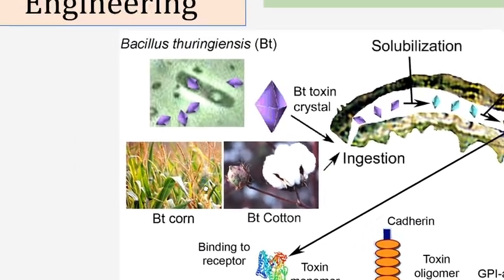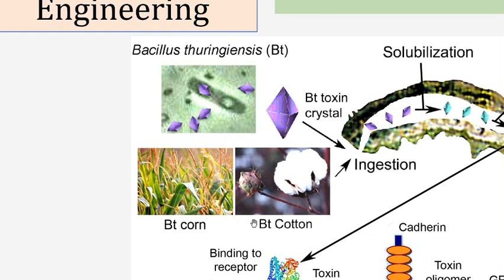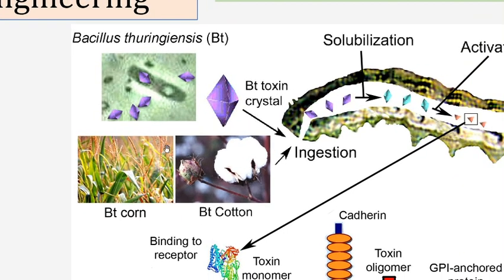So we have talked about it earlier that BT corn or BT cotton has a crystal protein gene inserted that is collected from Bacillus thuringiensis bacteria. So in the whole body of the corn plant, toxic crystal protein is present. Toxic crystal protein is present throughout the body of the BT corn or BT cotton plant.